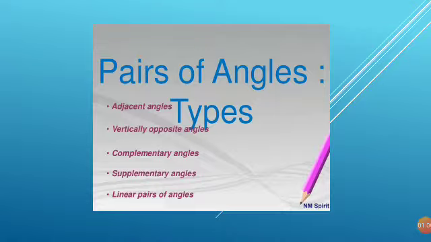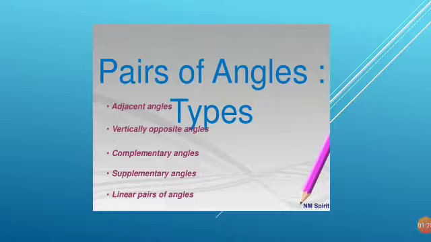Straight angle. A straight angle means you draw a line. That is called a straight angle, and it measures exactly 180 degrees. Reflex angle: a reflex angle lies between 180 degrees and 360 degrees.